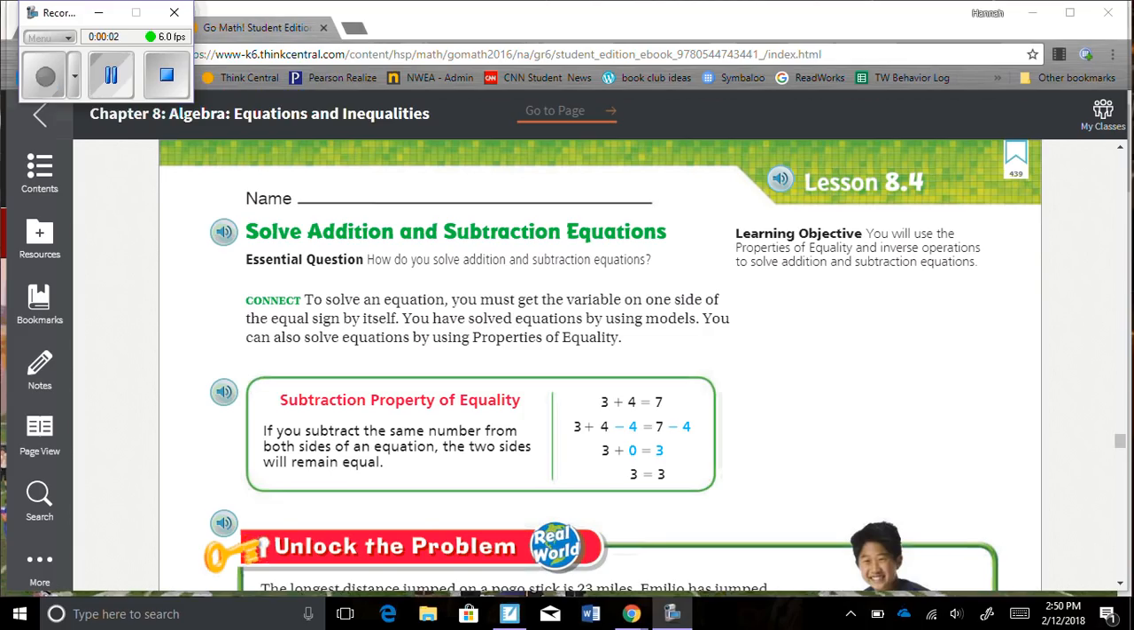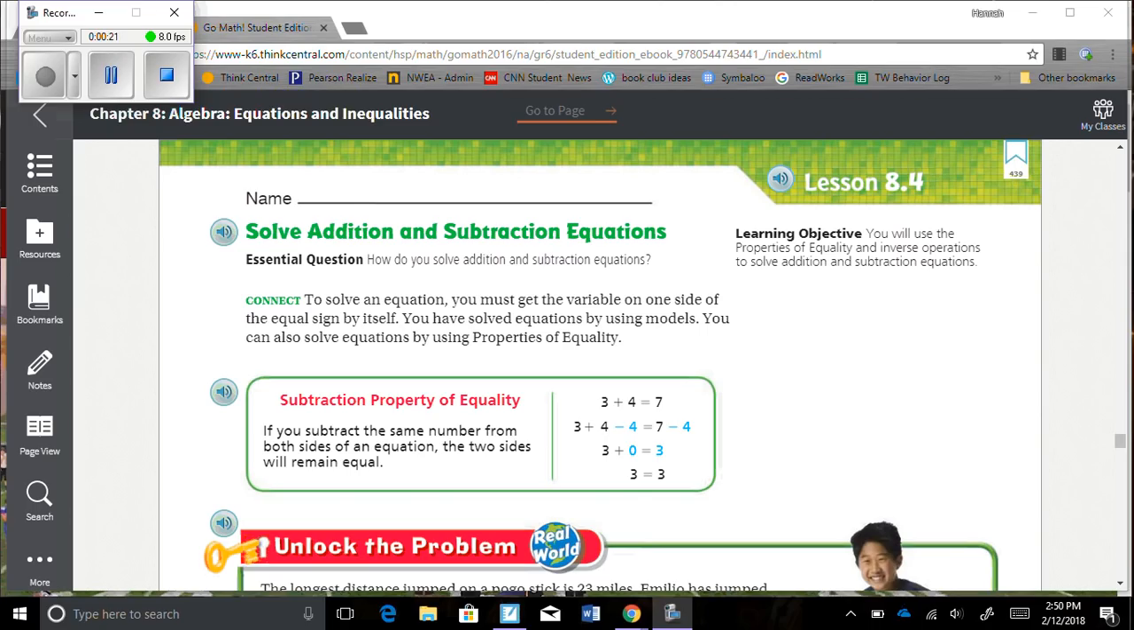Chapter 8, Lesson 4, Solve Addition and Subtraction Equations. Our learning objective is you will use the properties of equality and inverse operations to solve addition and subtraction equations. Looking at our essential question, how do you solve addition and subtraction equations?